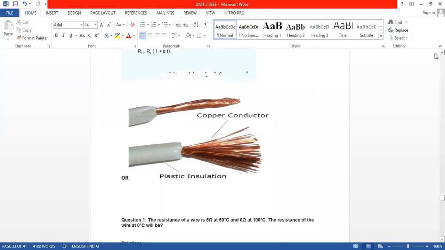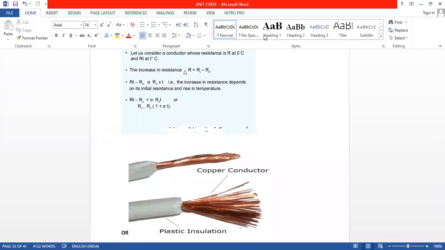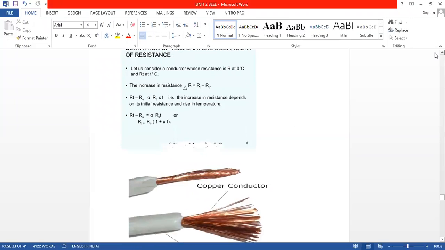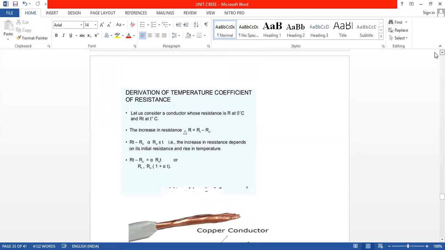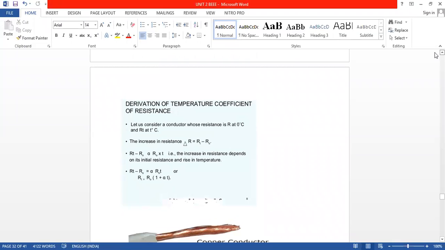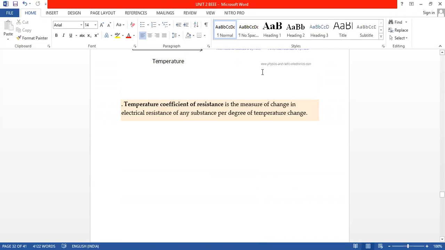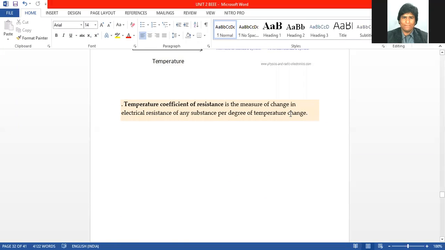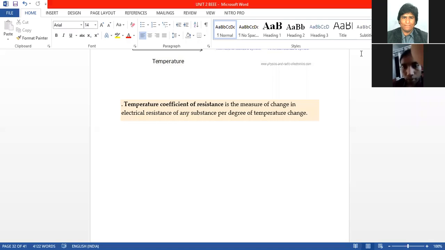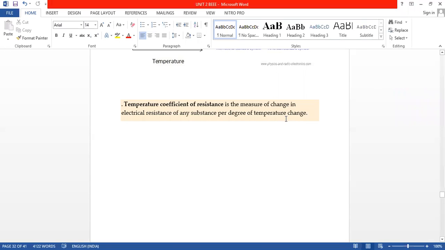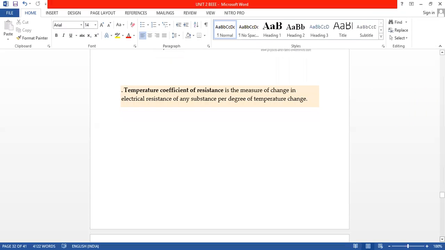So temperature coefficient of resistance means the change in the value of the resistance with the change in temperature. Whenever temperature changes, the resistance of any object changes. How much the resistance changes is explained by the temperature coefficient. So what we have written: temperature coefficient of resistance is the measure of change in electrical resistance of any substance per degree of temperature change. Whenever temperature changes, resistance changes. To what extent does the resistance value change?